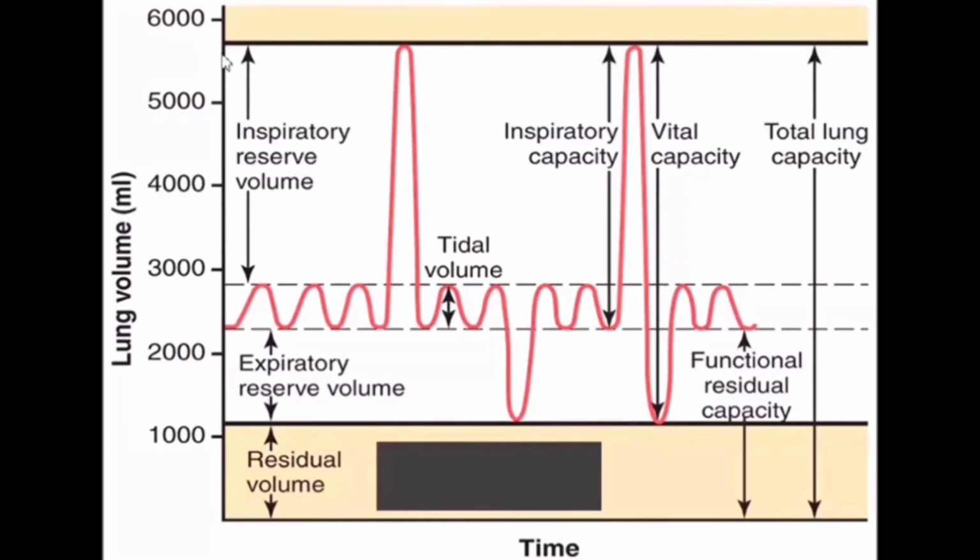First one is the vital capacity. You can see the vital capacity. It is the addition of what? Inspiratory reserve volume, tidal volume, and the expiratory reserve volume. So inspiratory reserve volume, tidal volume, and the expiratory reserve volume. All these 3 together is added and it comes to vital capacity.